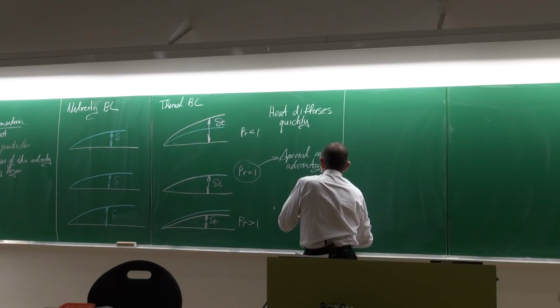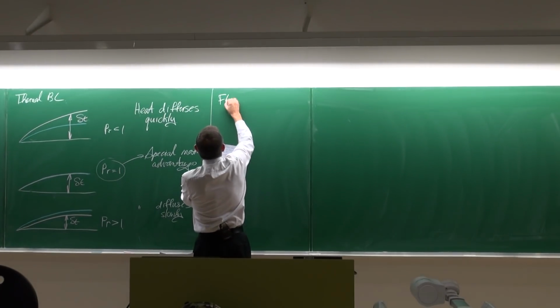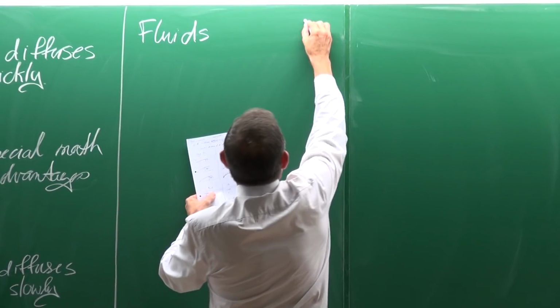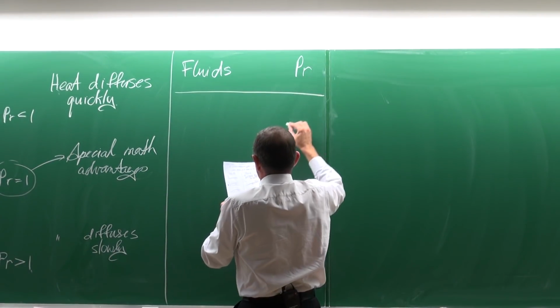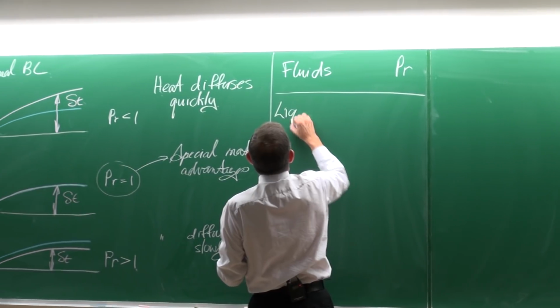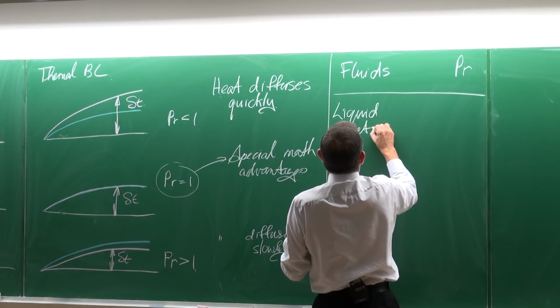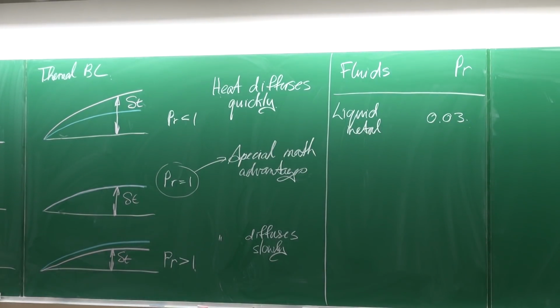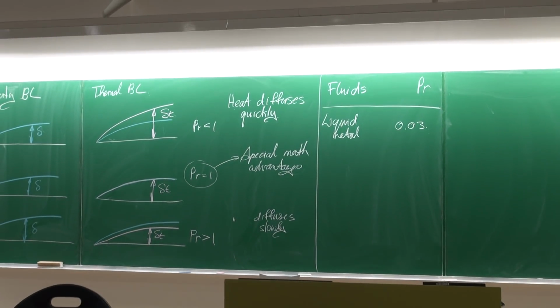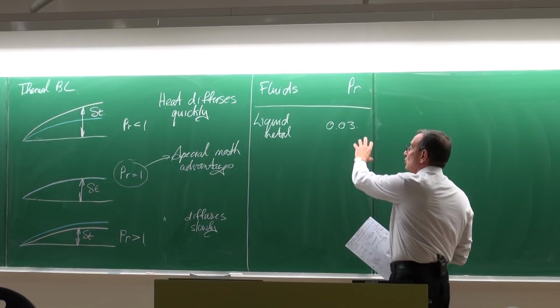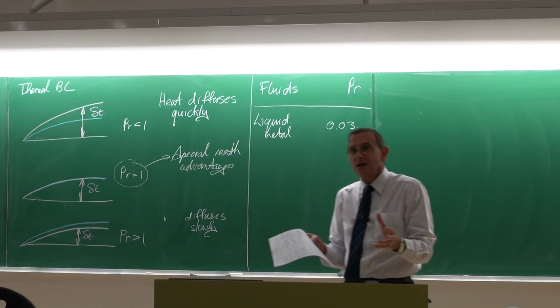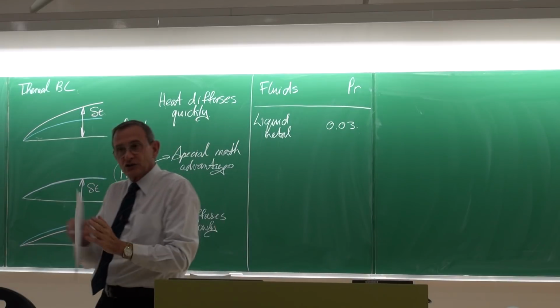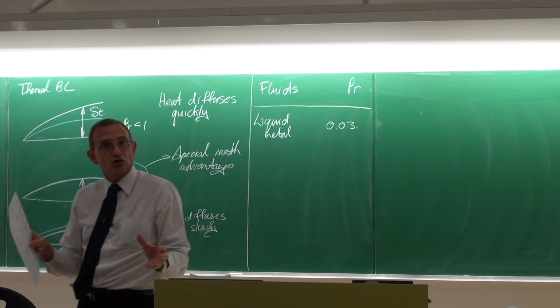Now, just to give you an indication of typical fluids and their Prandtl numbers. Liquid metal will have Prandtl numbers approximately in the order of 0.03. Typical liquid metals used in heat transfer are something like mercury, and it has been tried, or similar liquids are being tried, in the nuclear industry, especially where they want to get heat transfer away very quickly from the nuclear rods.